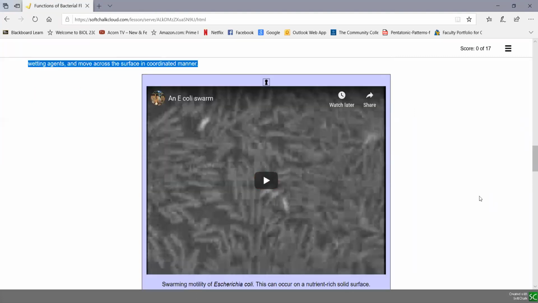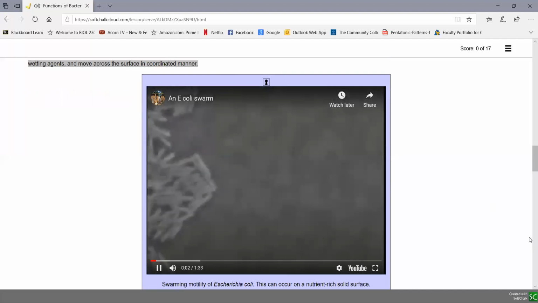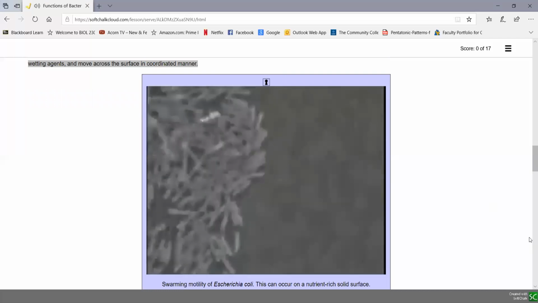And again, the bacteria elongate and produce more flagella. And this is time-lapse of E. coli swarming. So you see they're eventually moving over the solid surface towards the right-hand side of the screen.